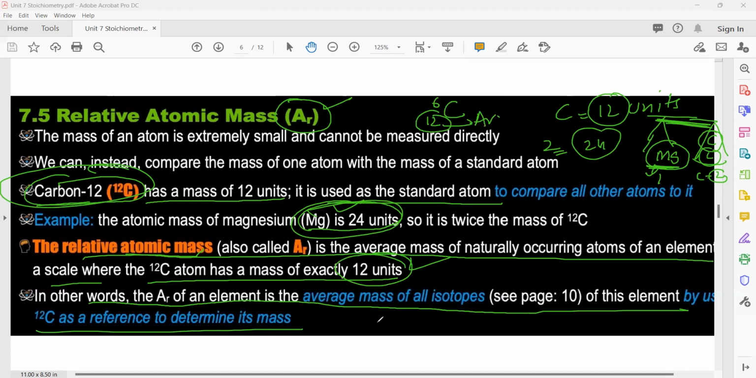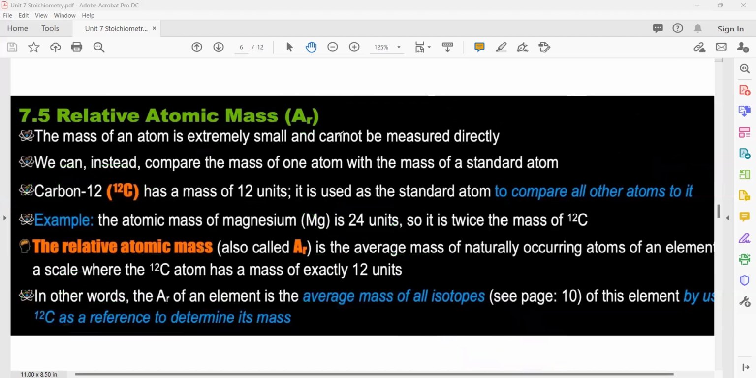For example, carbon has three isotopes: carbon 12, carbon 13, carbon 14. So when you add all of them, their average will be the relative atomic mass. This is only for those elements which have isotopes. Otherwise, the relative atomic mass of all the elements is given in the periodic table. So no need to memorize that, it's already given in the periodic table.